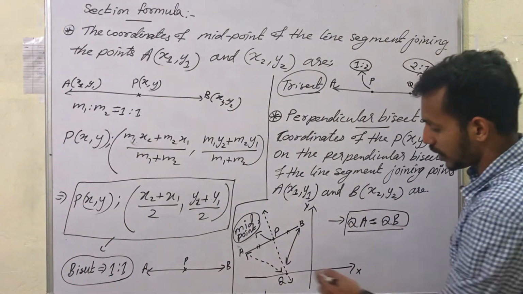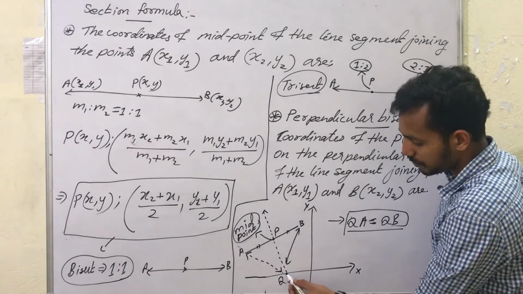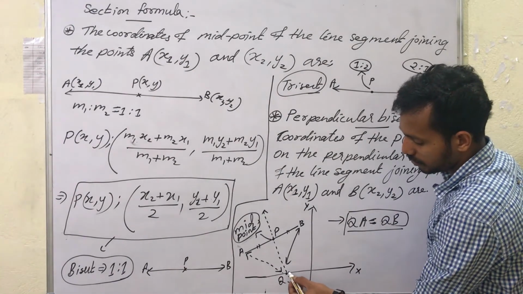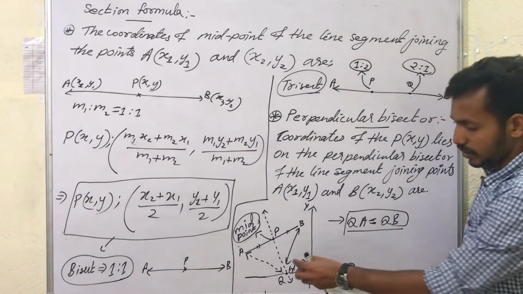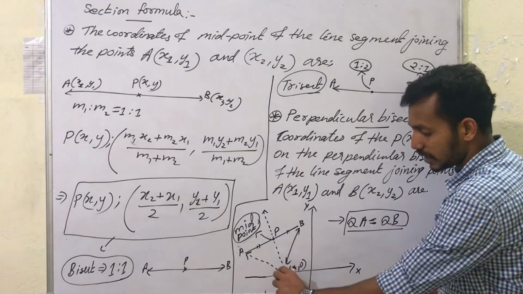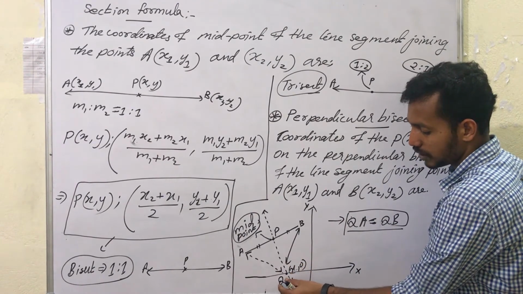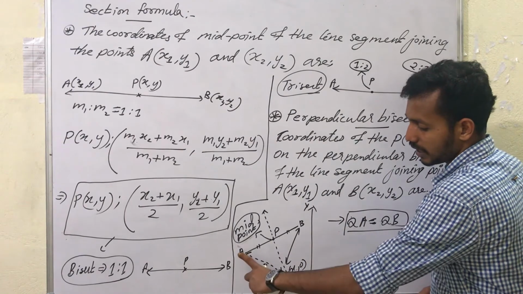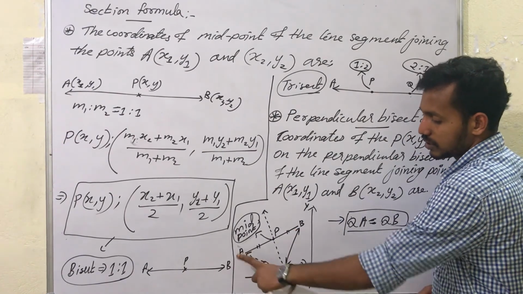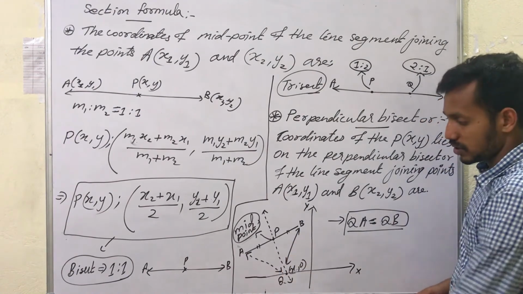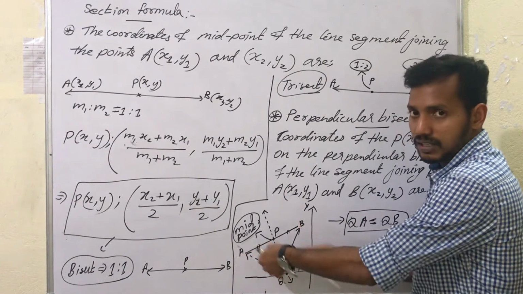Consider this point. If it lies on the x-axis, then the y coordinate will be 0, so x comma 0. You can apply this condition: consider the coordinates of the point Q as x comma 0, then apply AQ equal to QB, or QA equal to QB, because the perpendicular bisector always keeps the same distance from the ends of the line segment.